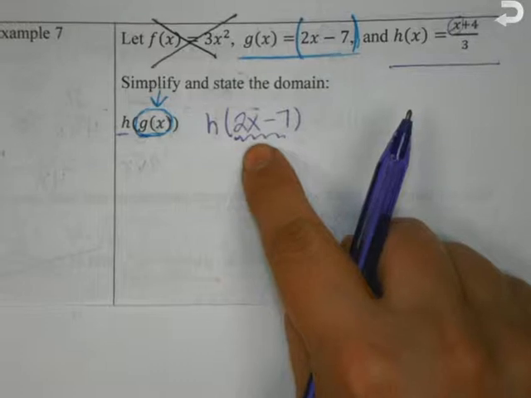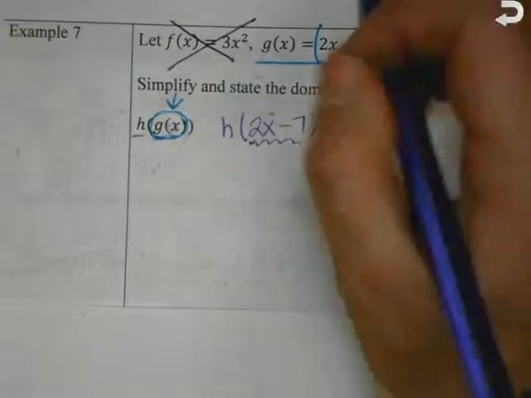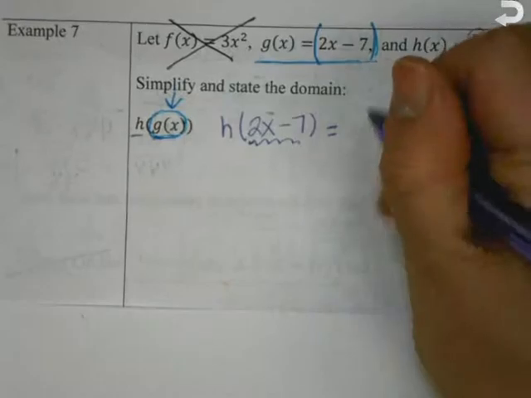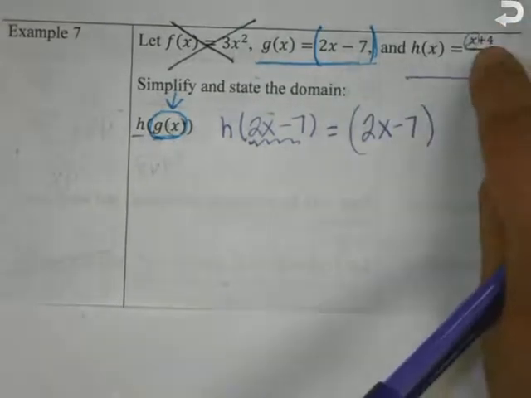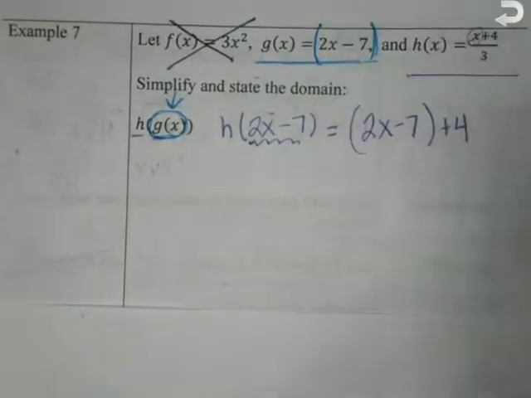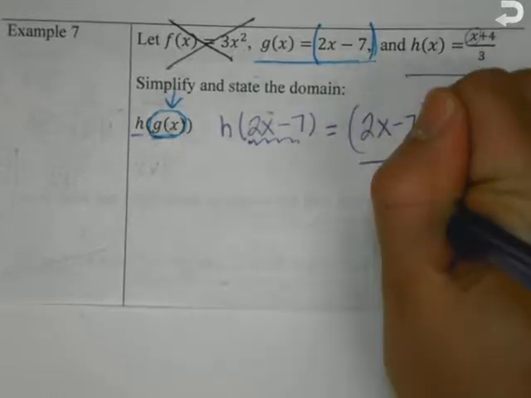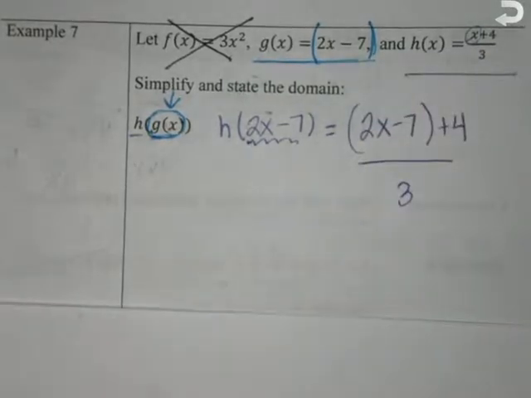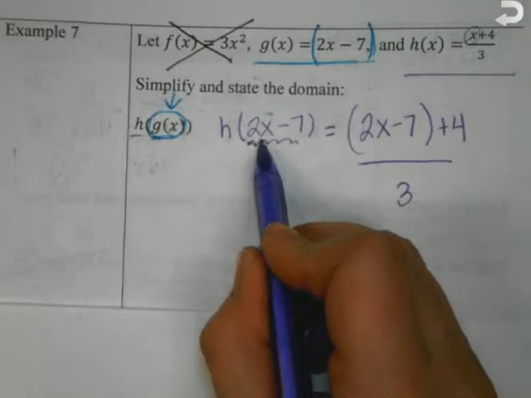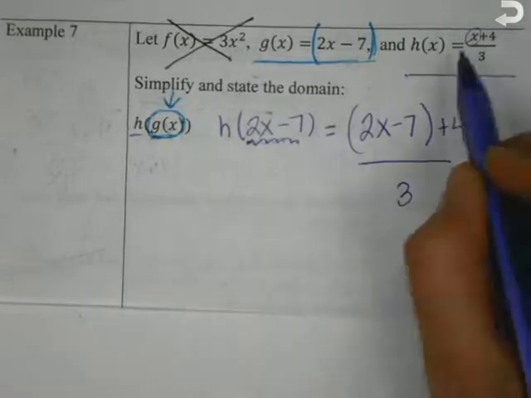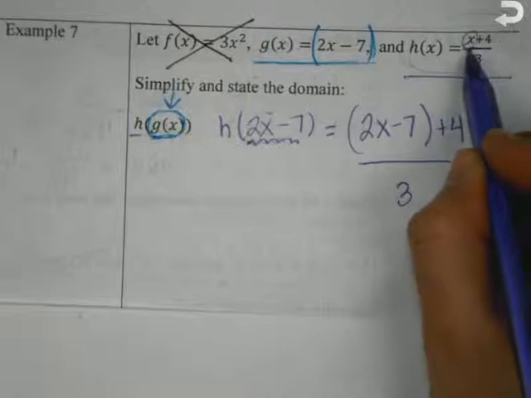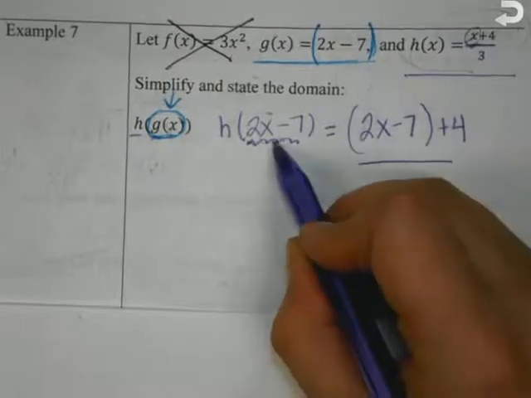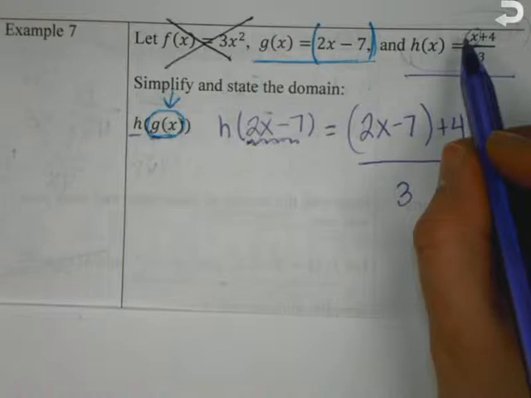So that's going to give me 2x minus 7 plus 4, all over 3. I just took g of x, the entire function, and plugged it in to the h function up here, wherever I saw x. Whatever is inside the parentheses, that's what you're always going to plug in for x, no matter what. And now we can simplify this a little bit more.